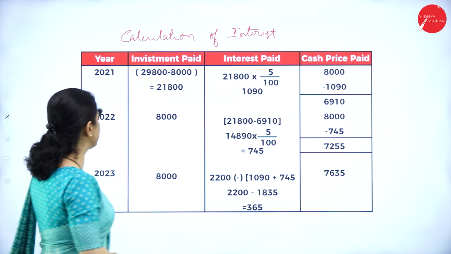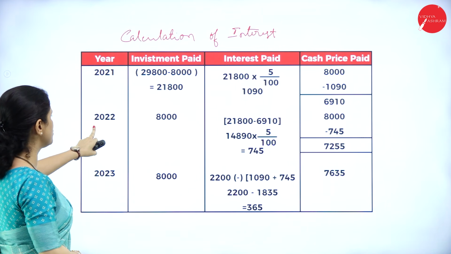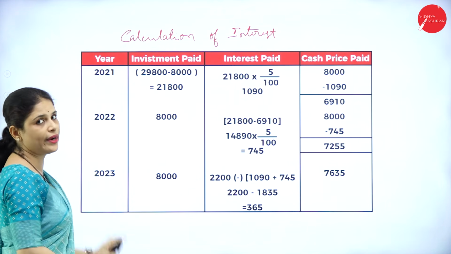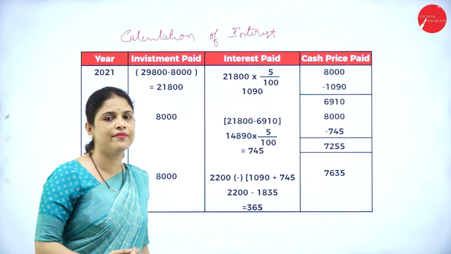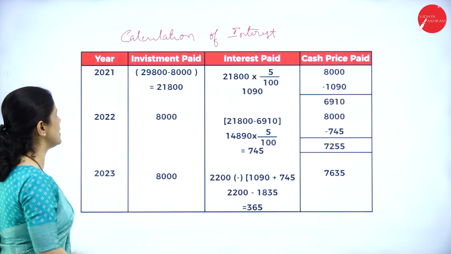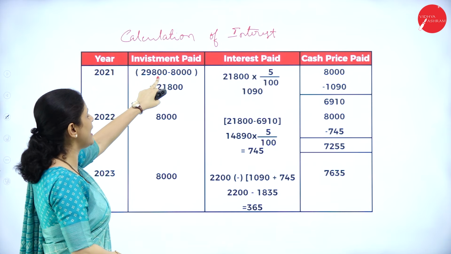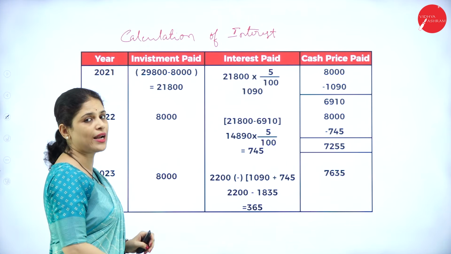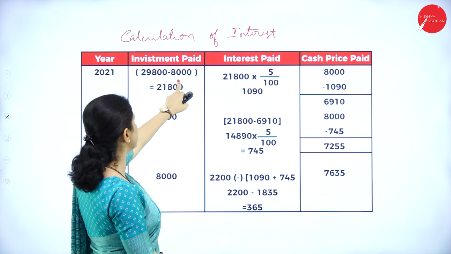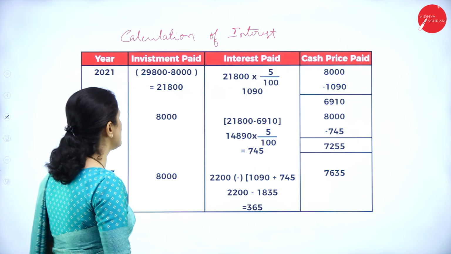So here there are 3 years, 2021, 2022, 2023. Here cash price is given. So we have to start from the first year. Here 29,800 is the cash price. From that we have to deduct the down payment. So how much is that?